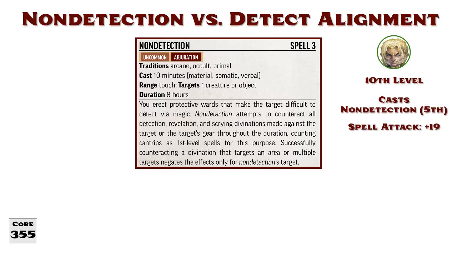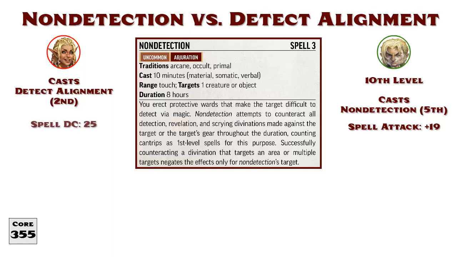When he enters the cult's temple, a suspicious priestess casts Detect Alignment heightened to 2nd level to locate anyone who might be good aligned. She has a spell DC of 25. When she casts the spell, Lim's Nondetection spell attempts to counteract her Detect Alignment spell.